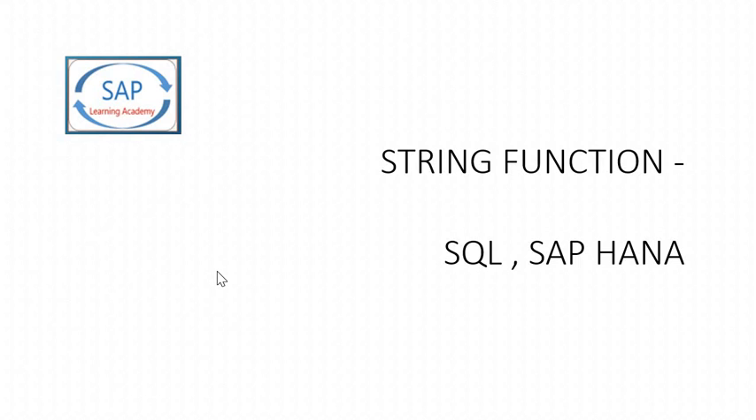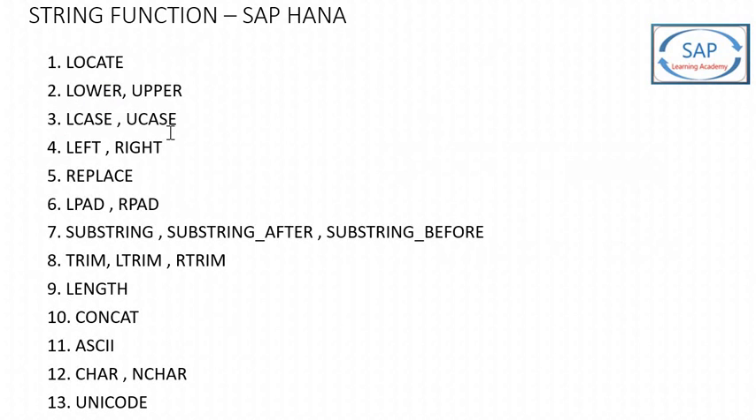In this tutorial I will be telling you about the various string functions in SQL, and these are the SQL string functions that I will be showing you with an example: locate, lower, upper, LCASE, UCASE, left, right, replace, LPAD, RPAD, and various substring functions, then trim function, length, concatenate, ASCII, CHAR, NCHAR, and UNICODE. So these are the functions available in SQL, and they can be used in SAP HANA and in MySQL. So these are the common SQL string functions.